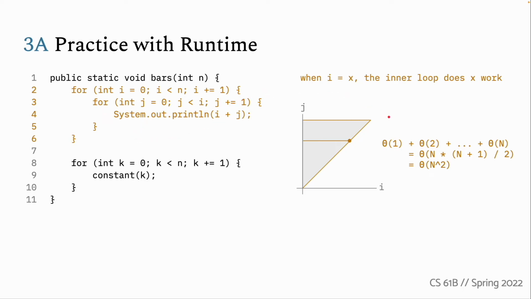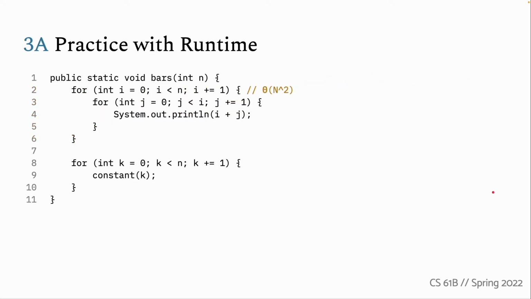Another way that you can think about this is more mathematical. The inner for loop does theta 1 work plus theta 2 work plus all the way up to theta n work. If you know the formula for the arithmetic sum, which is something that I recommend you write down, that is n times (n plus 1) divided by 2, and that will be equal to n squared once you get rid of all the constant coefficients and lower order terms. Either way, you get the same value. It's just whatever makes sense to you in your brain. So we know that this upper area takes n squared time.